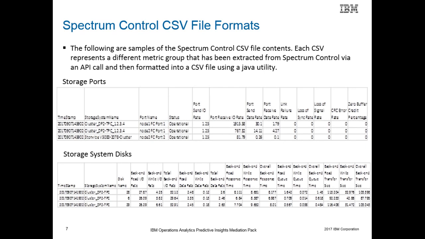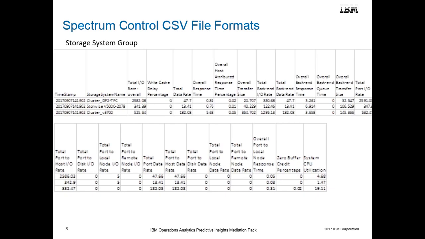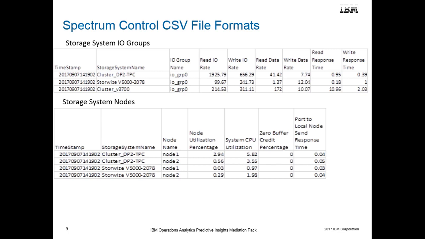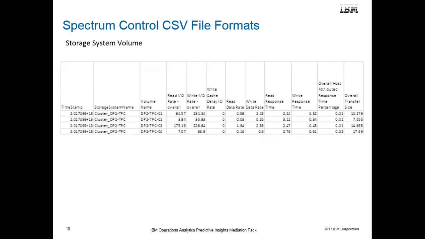The following slides show the list of performance metrics that are retrieved by the API call to the Spectrum Control and formatted into CSV files. This slide shows the storage ports and storage system disk CSV files. This slide shows the collected metrics for the storage system group CSV file. Other Spectrum Control CSV files are storage system I/O groups and storage system nodes. The last Spectrum Control CSV is the storage system volume CSV file.